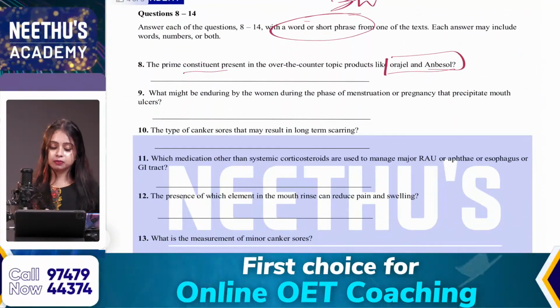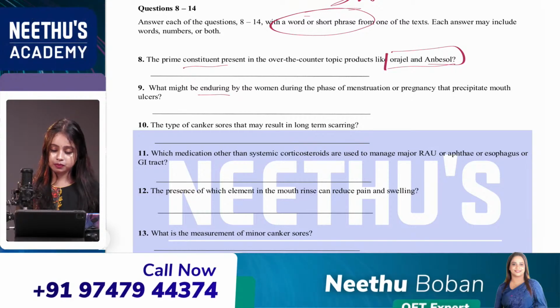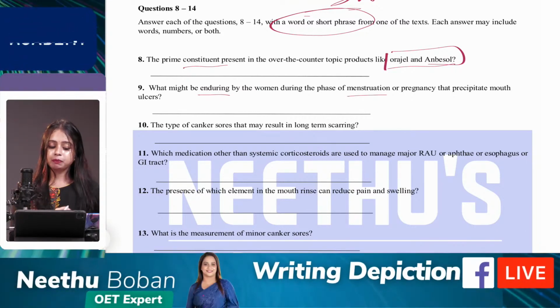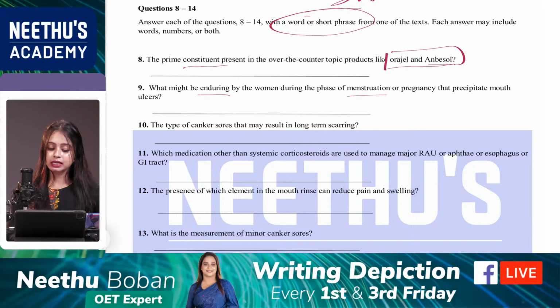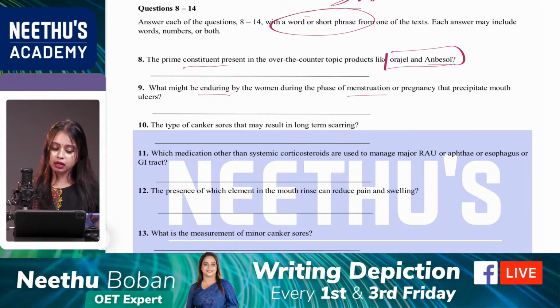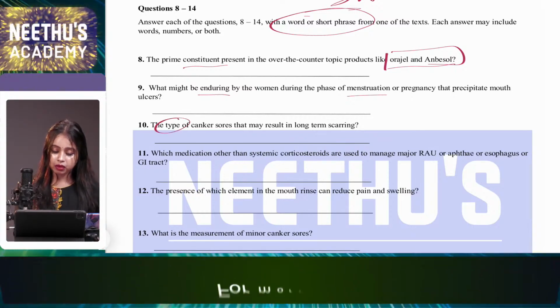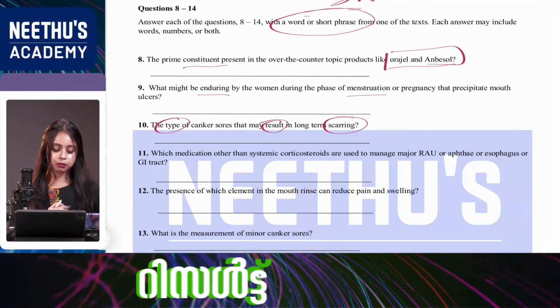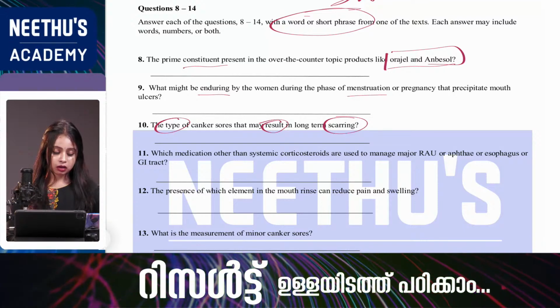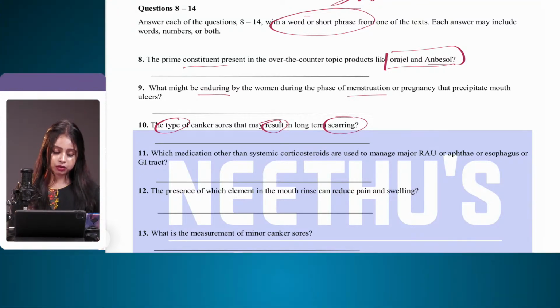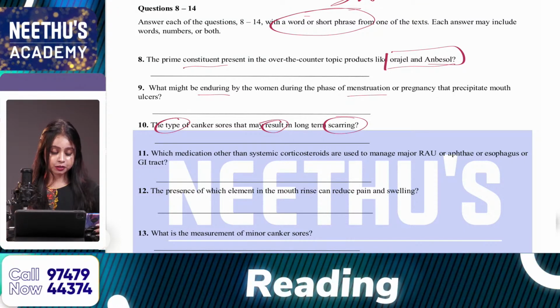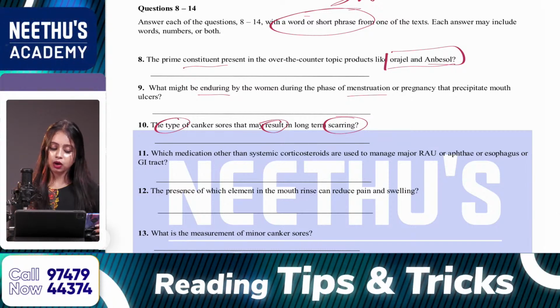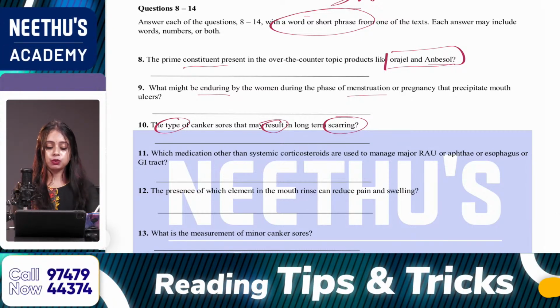Then the 10th one. The type of canker sores that may result in long-term scarring. So my keywords: type, then result, scarring. So what about the 10th one? Okay, Reshma. Okay, Vaishnavi, Monisha. Okay, Rosemol. Yeah. Okay, Grishma, hormonal changes. Very good. So what about the 10th one?